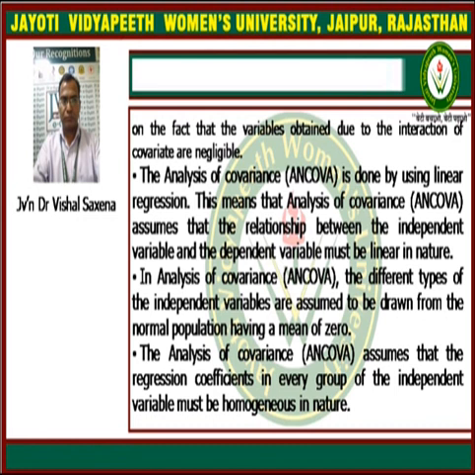Next, in analysis of covariance, the different types of the independent variables are assumed to be drawn from the normal population having a mean of 0, and the analysis of covariance assumes that the regression coefficients in every group of the independent variable must be homogeneous in nature. So again, a very important point is there: the regression coefficients in every group of the independent variable must be homogeneous in their nature.